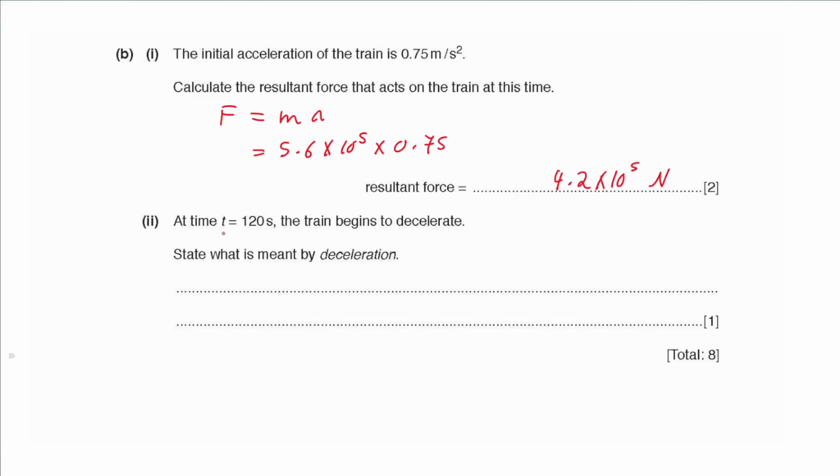Part (b)(ii) says at time t equals 120 seconds, the train begins to decelerate. State what is meant by deceleration. It is the rate of decrease in velocity.